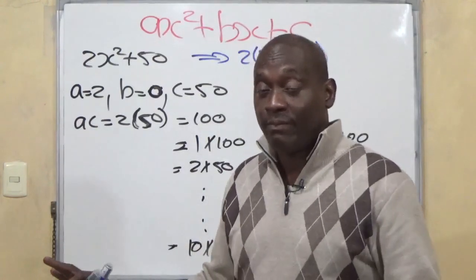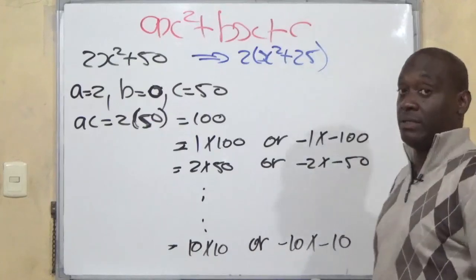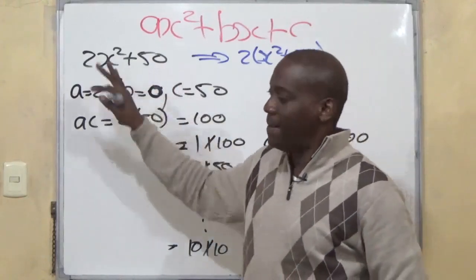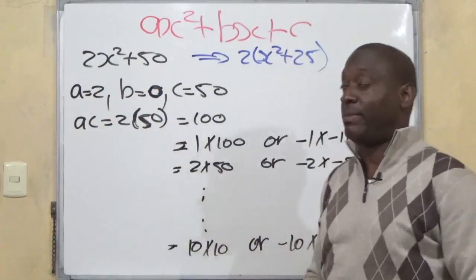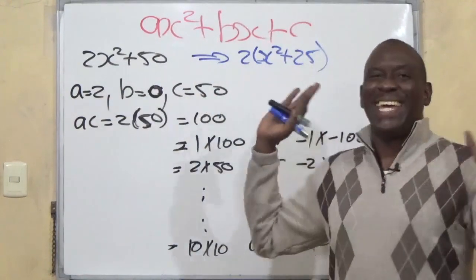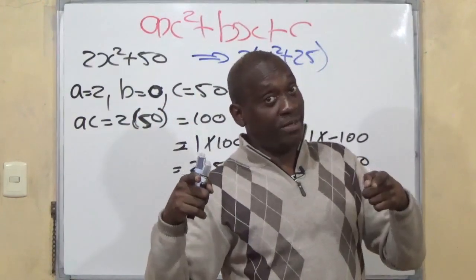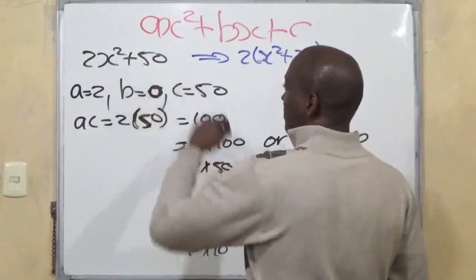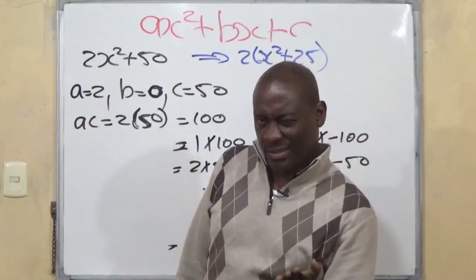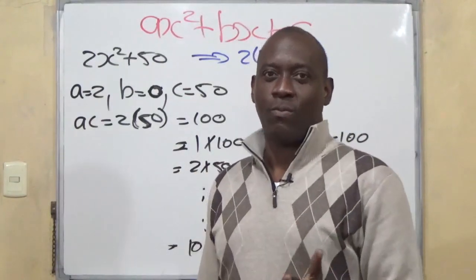Done. So in this case, the only option we have is the regular option of factorizing a univariate binomial: 2 into x squared plus 25. End of conversation. However, if we change plus 50 to minus 50, you see the thing is going to get sweeter now.